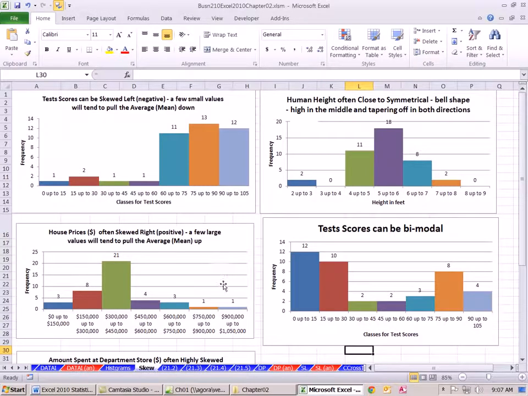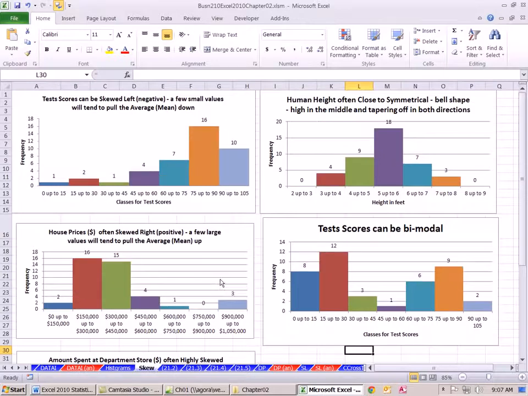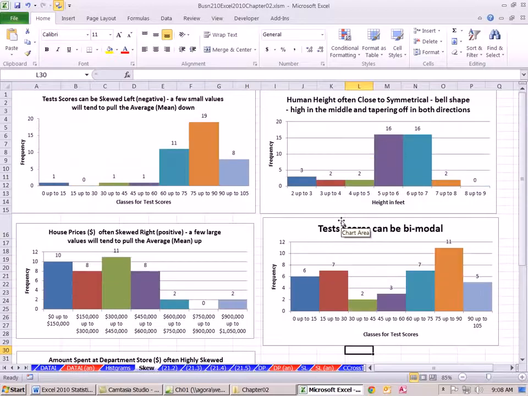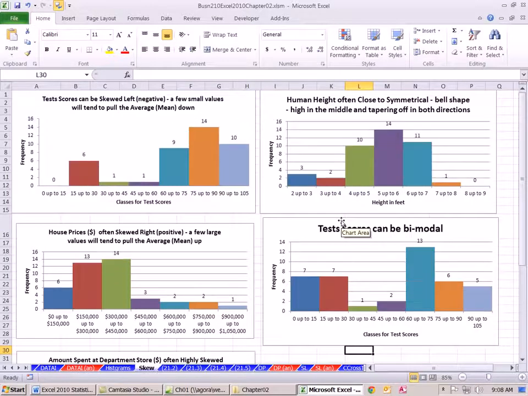Now, I have the data randomized, so if you hit the F9 key, we can get different samples here. Again, this is for tests, and still we took a different sample, and still it's skewed to the left because there's a really small value. Here's house prices, skewed to the right because there's a couple of really big values. Human height still kind of looks like a bell shape. And this test sample is still bimodal. So if I keep hitting F9, you can see we keep getting different distributions, but they all sort of have the same shape.